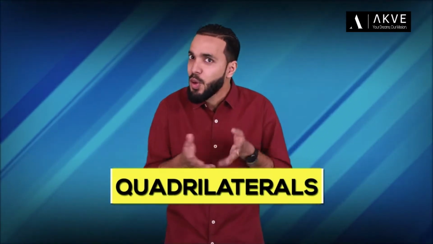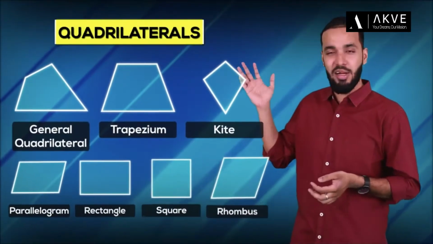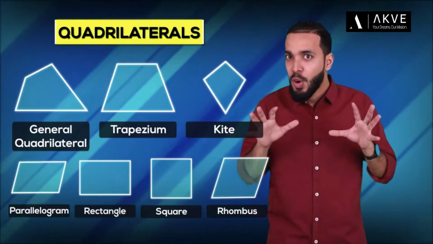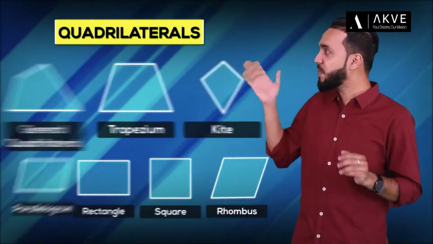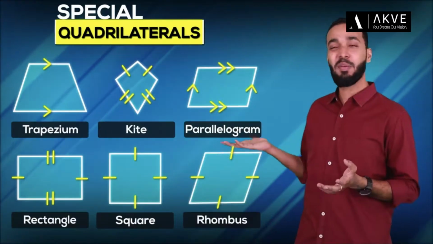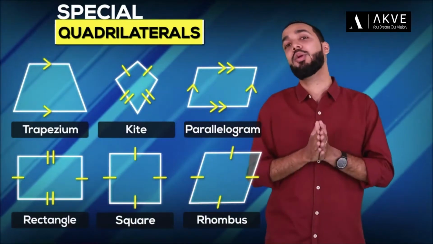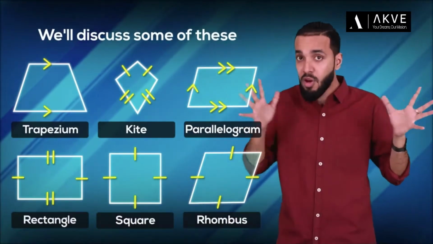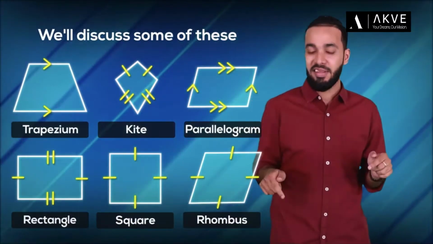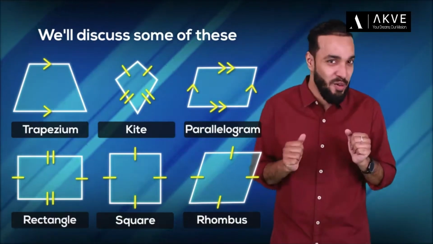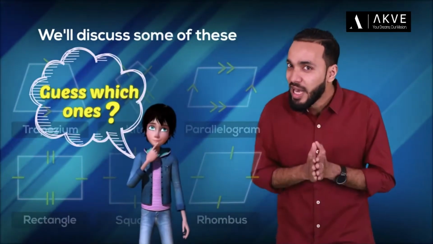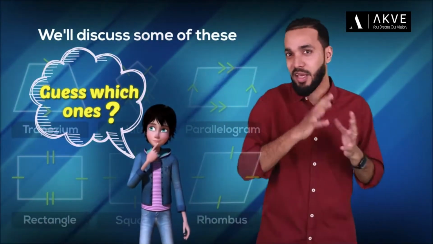In the previous video, we discussed the different types of quadrilaterals there are and also what makes some of them so special. Their recognizable properties, right? Yes. And at the end of the video, I had told you that we would be discussing some of the quadrilaterals at length in this video. So, now that we are here, can you guess which quadrilaterals we are talking about?